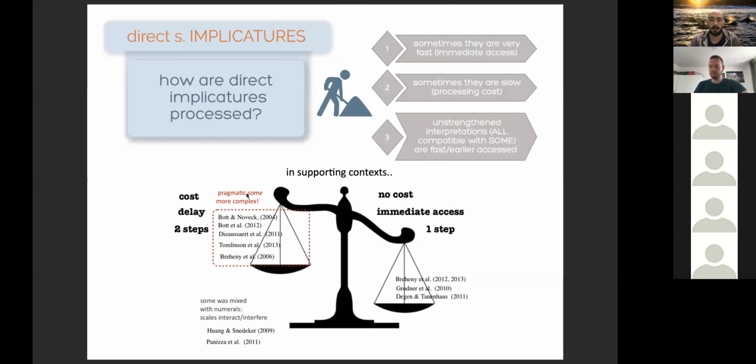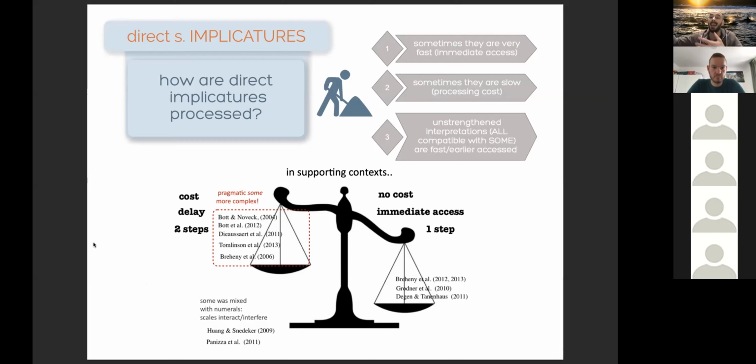There have been a lot of studies investigating the processing cost of scalar implicatures, and a lot of studies found that when you do derive "some but not all," you incur processing costs, a sort of delay. You remember experiments like "some of the elephants are mammals," where you know that all of the elephants are mammals. When you object to "some of the elephants are mammals" and say that it's false, you have longer reaction times.